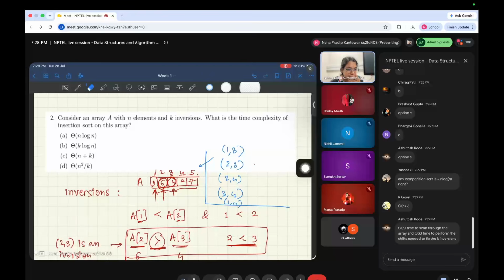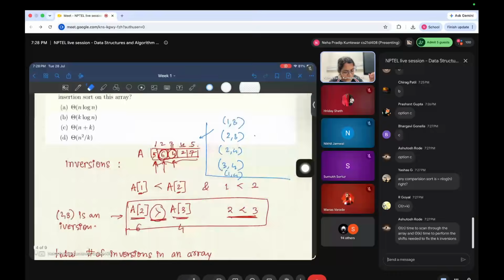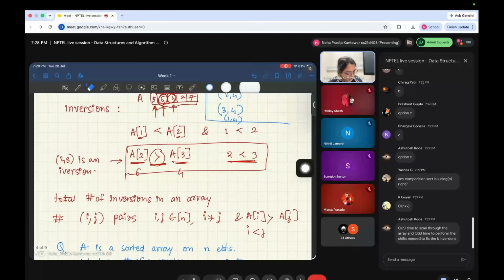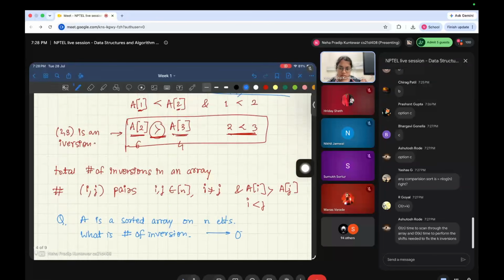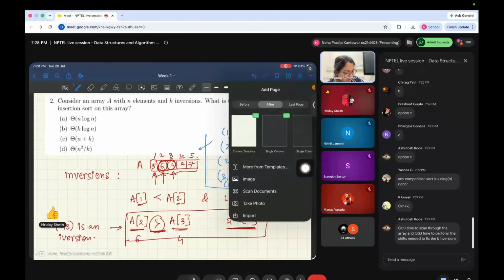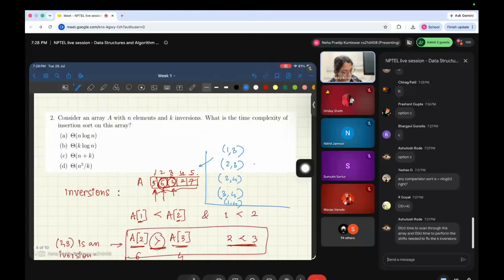So I see one comment which says you take theta of n time to scan through the array and theta of k time to perform shifts to fix the inversions, which I think is similar to what you said. So indeed, that's the correct idea. But in this course, we will formalize the intuition. That's the idea throughout the course. Whenever you have a reasoning, you will mathematically prove that indeed this n plus k should be the correct answer and nothing smaller than that. So I'll just write down your thoughts.